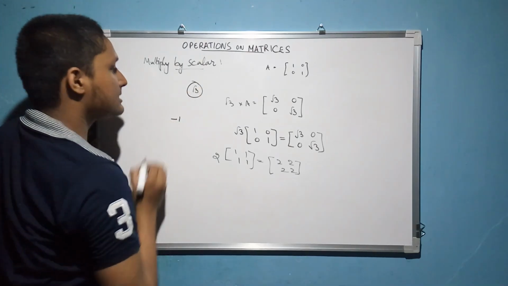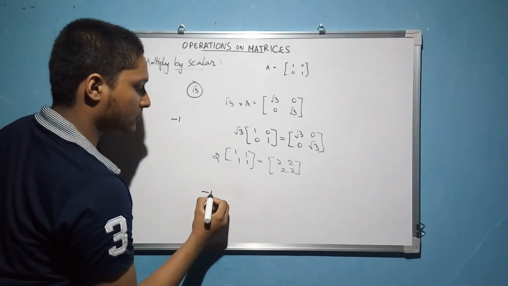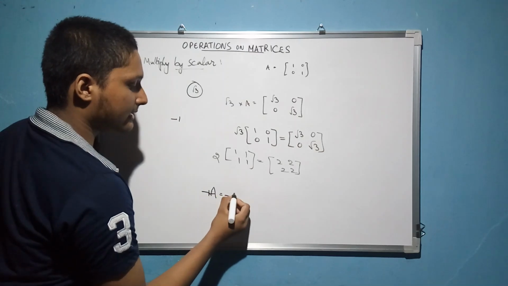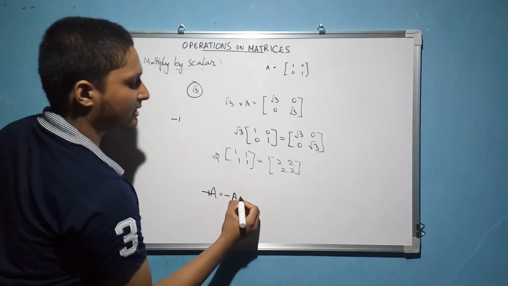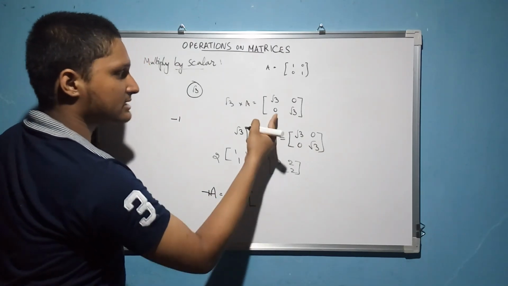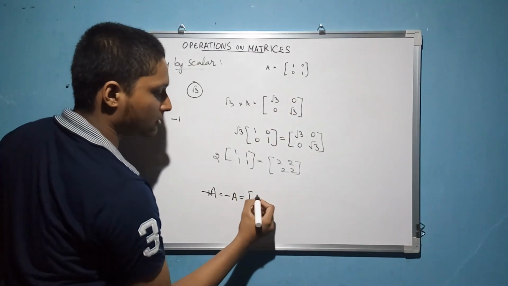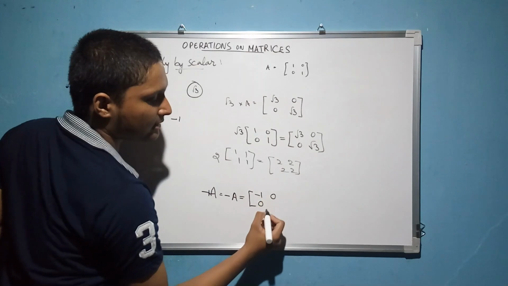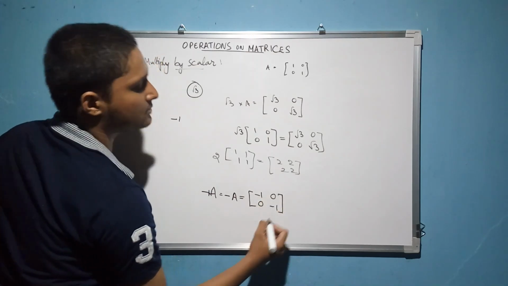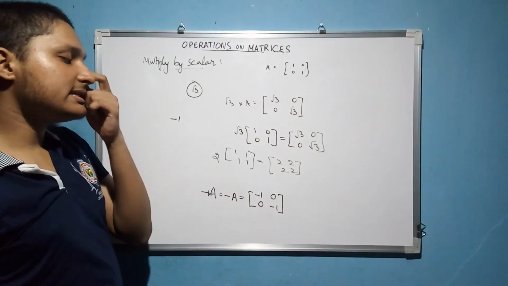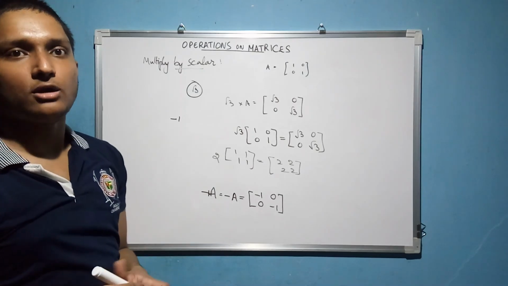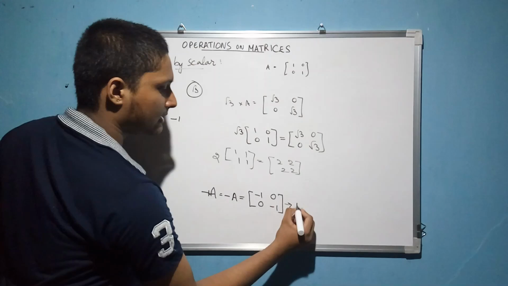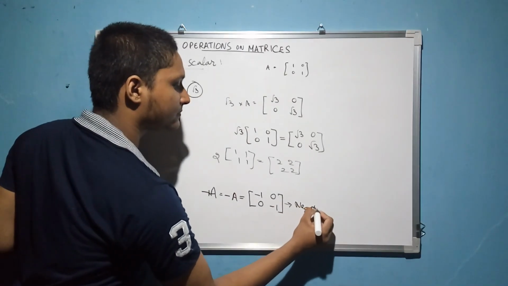If I take minus 1 into a, I can represent it as minus 1 into a, or directly I write minus a. In the first case it was 0, so it was minus 1 into 0, which is 0. Again here also 0. Here it's going to be minus 1. So what is minus a is called the negative of this matrix. This is the negative of the matrix.